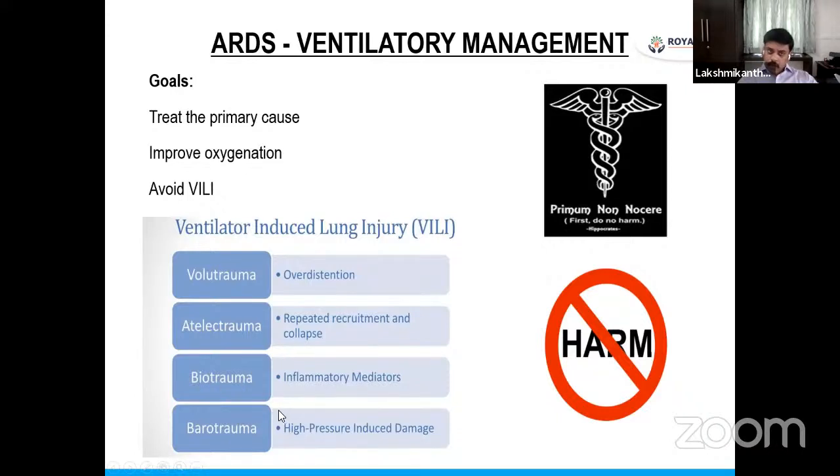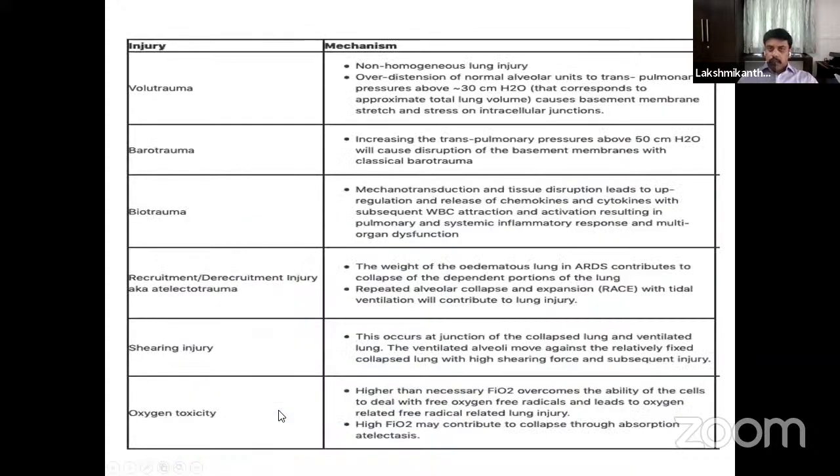As we know, volutrauma is nothing but the lung being not homogeneous, ARDS being a non-homogeneous disease. There are some parts of the lung which are good and some parts which are bad, but whatever volume we give goes to both parts of the lung, and because of this, there is over distension of the normal alveolar units, and it can cause problems there. Barotrauma is nothing but an increase in the total transpulmonary pressure, as we saw earlier.